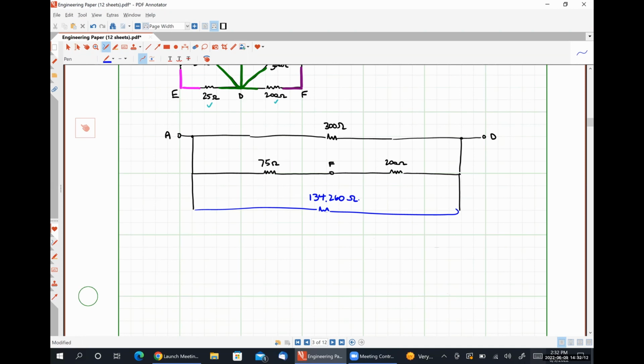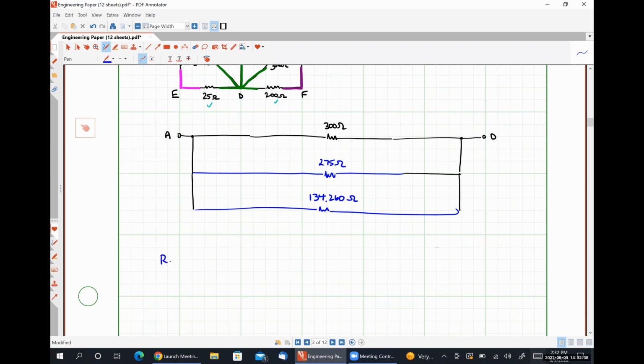I can see that the 75 ohm resistor and the 200 ohm resistor are in series. So that's going to look like 75 plus 200 is 275 ohms. And now between terminals A and D, I can simply see three resistances in parallel.